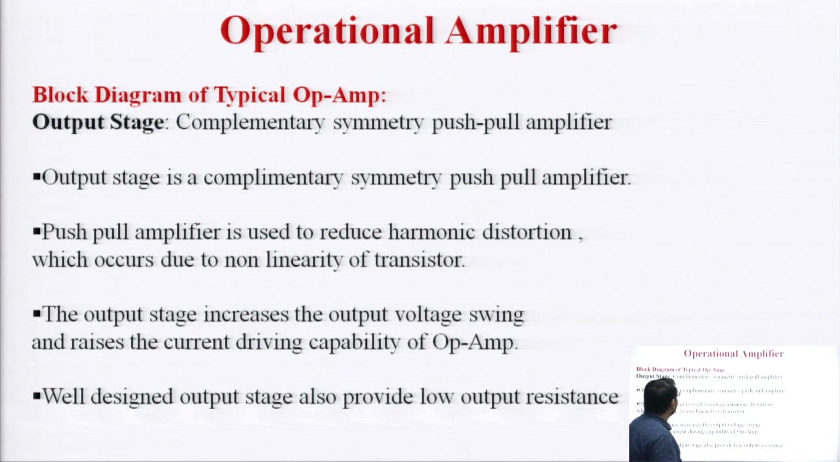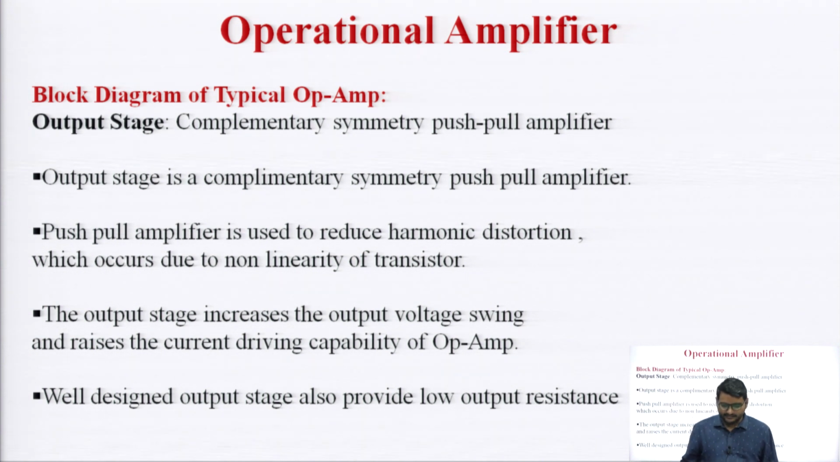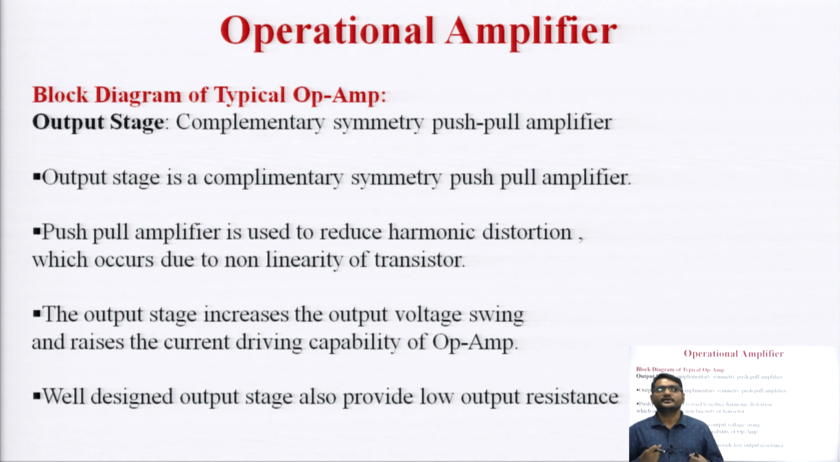Now, next the output stage is a complementary symmetry push pull amplifier. Here we use the class AB push pull amplifier as an output stage, and the purpose of the output stage is to stretch the AC signal, that is, increase the swing of the AC signal. This is the purpose of the power amplifier we use at the output stage.